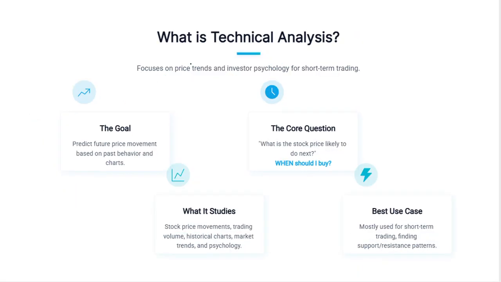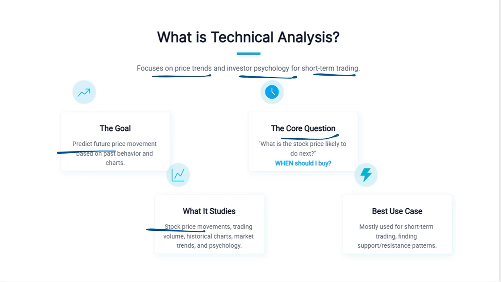Next is the technical analysis. This focuses on the price trend and investor psychology for short-term trading. The goal here is to predict the future price movement based on past behavior and the chart. For the study of technical analysis, we have to look at the stock price movement, trading volume, historical charts, market trend, and the psychology of the investor.